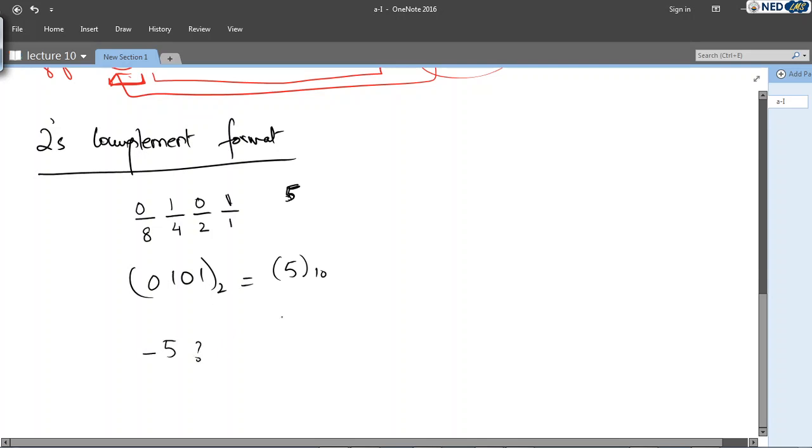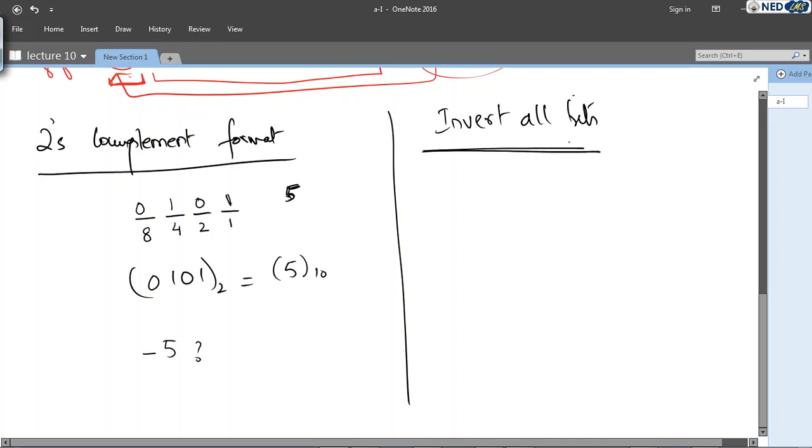So I know that 5 is 0101 in binary format if you are talking about 4 bits only, because the rest of the bits would be 0, so no need to worry about that too much. So what I need to do is, first I will invert all bits. So if I invert all bits, what I get is 1010.